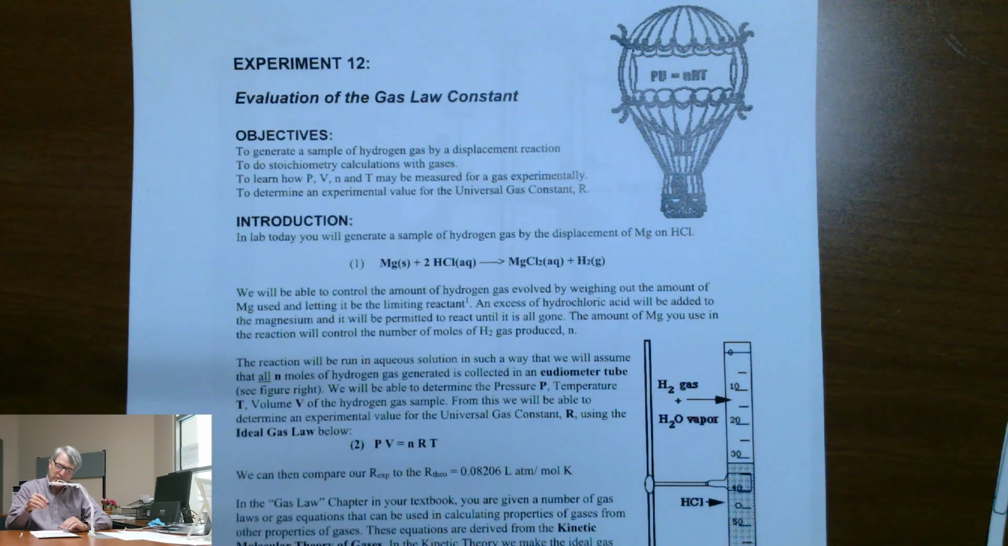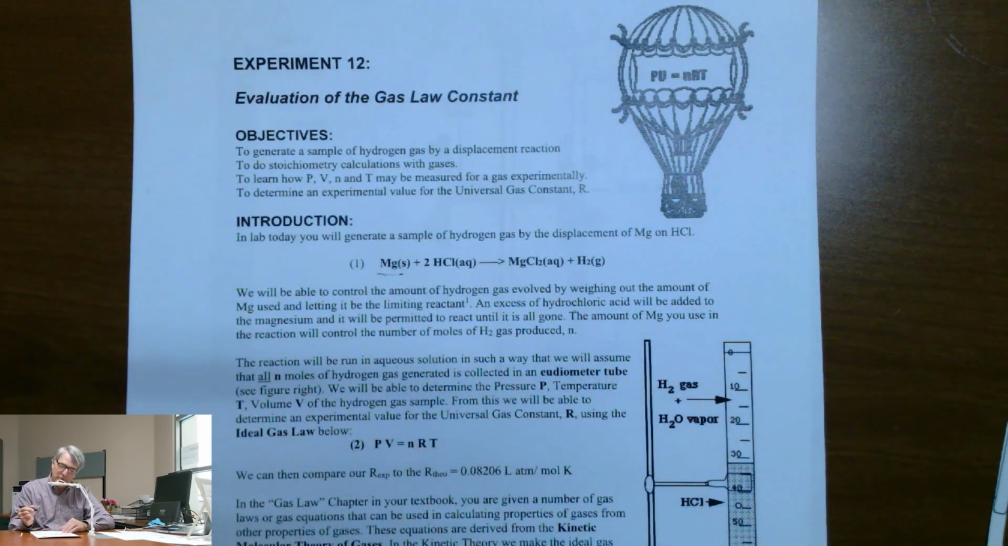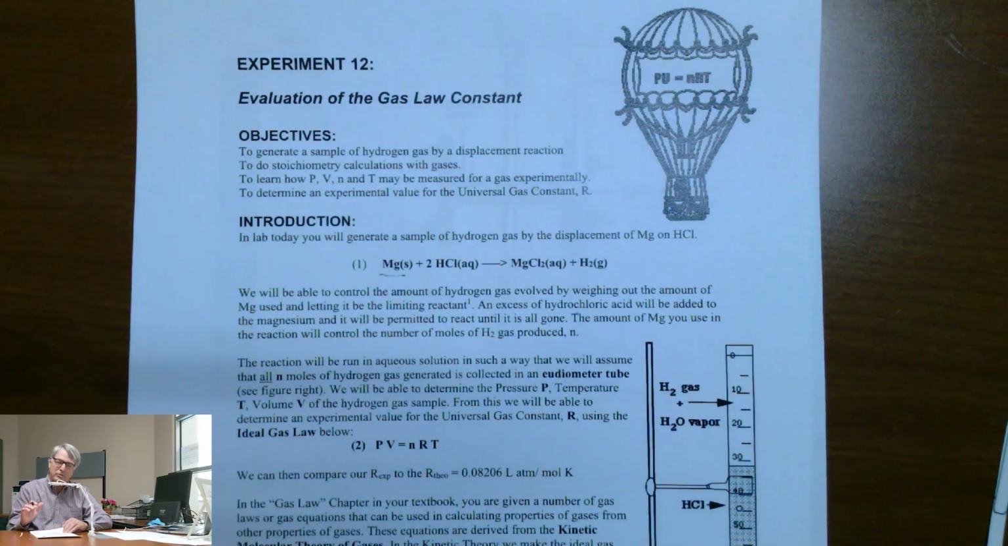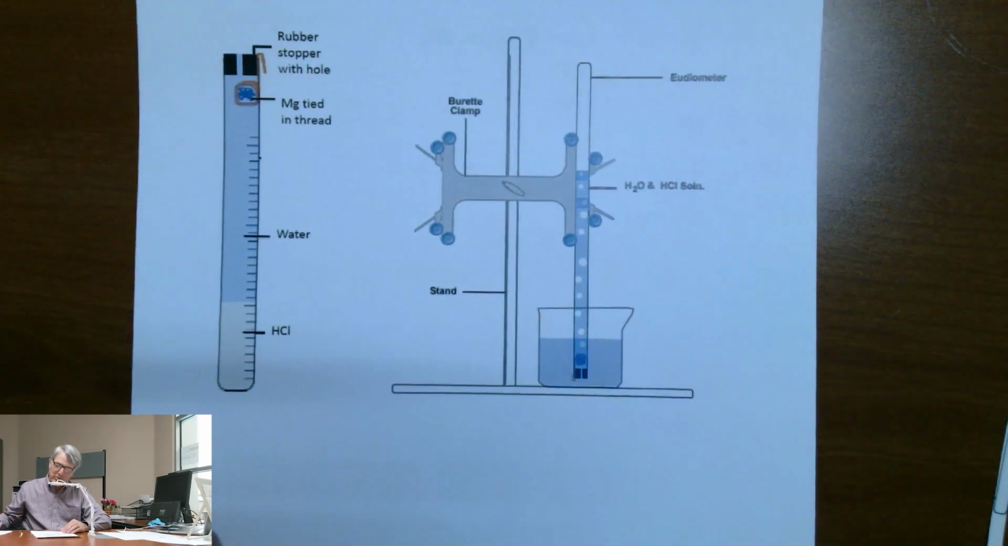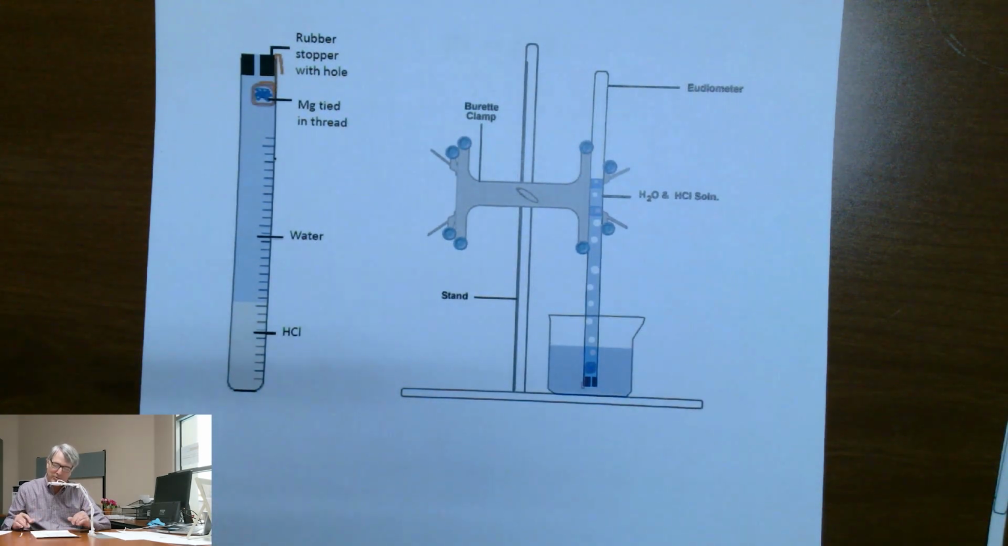So what we're going to do is react some magnesium, a metallic solid, with hydrochloric acid, and that's going to produce magnesium chloride and hydrogen gas. We're going to collect the hydrogen gas in a device called the eudiometer. Let me show you the apparatus, okay? I'm not really good at art, so I just downloaded this off the internet.